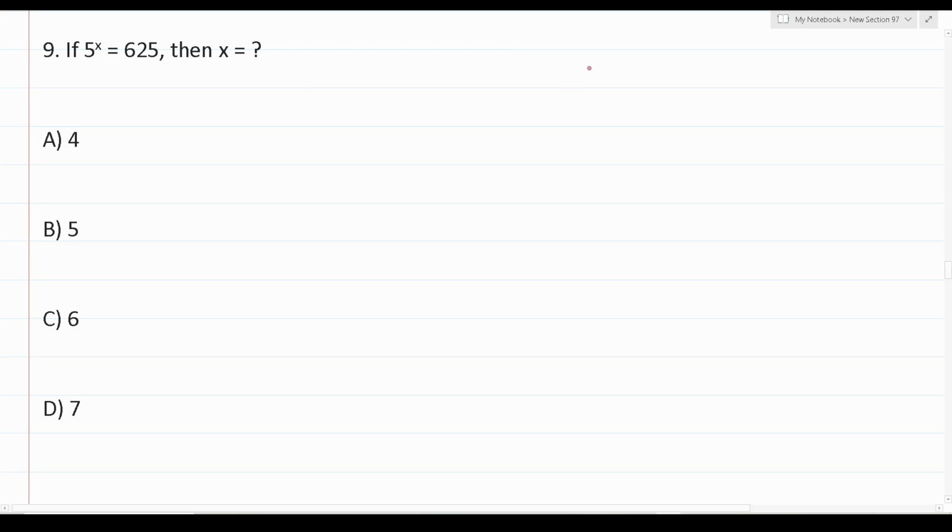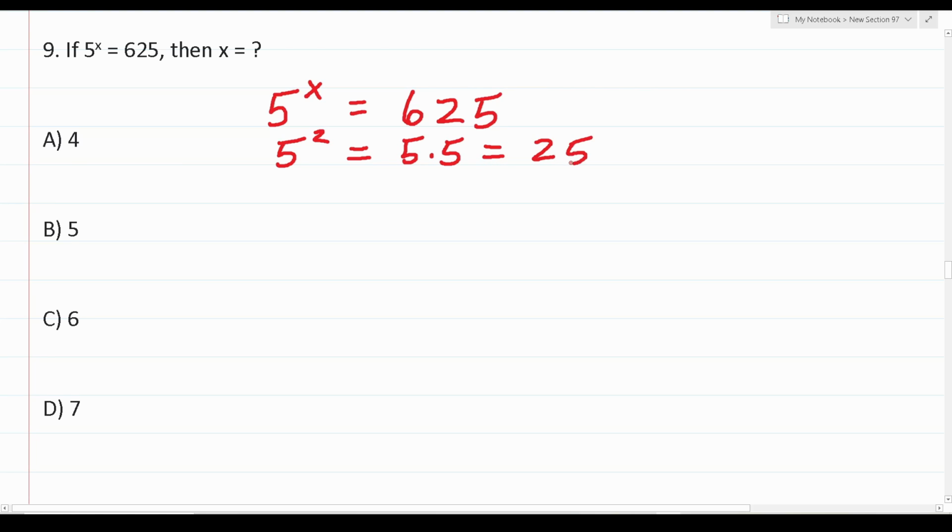All right, so number 9 says, if 5 to the x equals 625, then what does x equal? So we have 5 to the x equaling 625. Well, let's think about it this way. If x was 2, this would say 5 squared, which is the same as 5 times 5, and we should know 5 times 5 is 25.